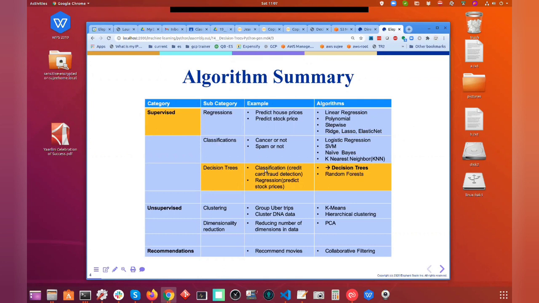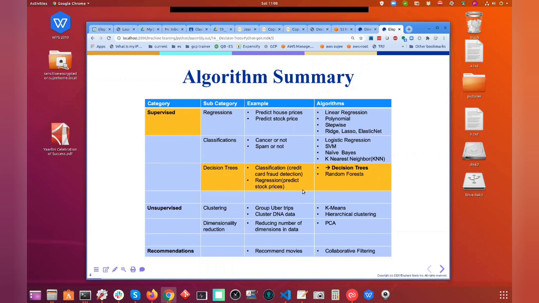Now, as you guys can see, decision trees can do both regression and classification. So that's why I put them as a separate category, or subcategory, I should say. Because here you see supervised, regressions, classifications, and decision trees. Honestly, the trees belong in either one of those. Since they can do both, I put them in a separate category.